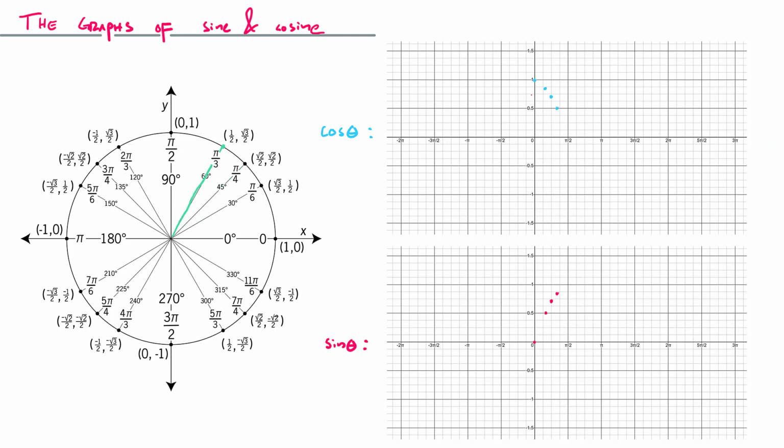Pi over 3, it's cosine's turn to be a nice exact value. It's a half. And then sine is the square root of 3 over 2. So you'll notice that the cosine of 30 degrees, about here, and the sine of 60 degrees are also at that same point, respective of their graphs. And then we get to pi over 2, where cosine is 0 and sine is 1. And we're just going to repeat this pattern.